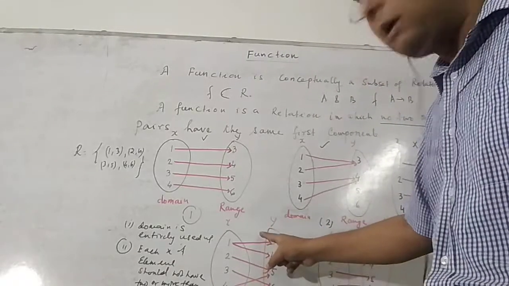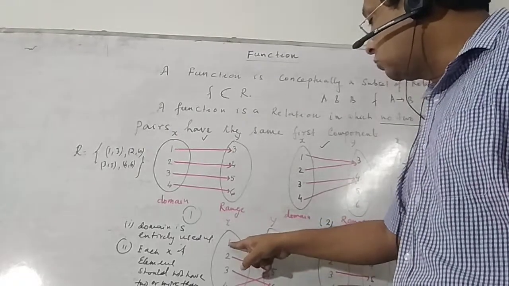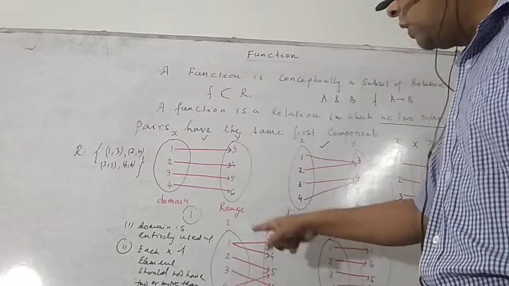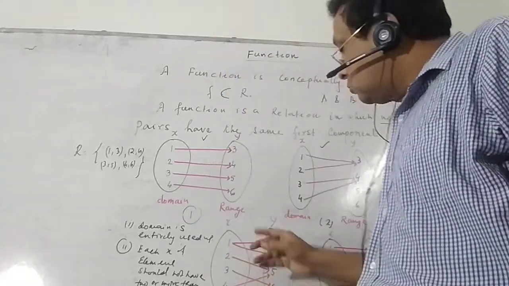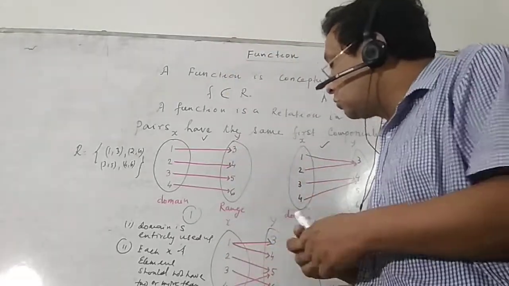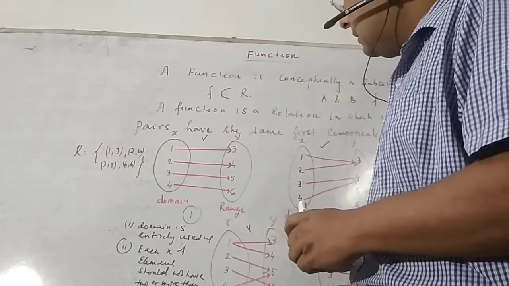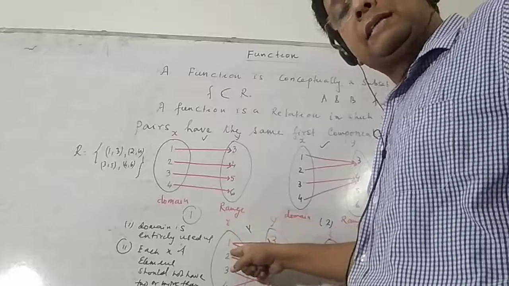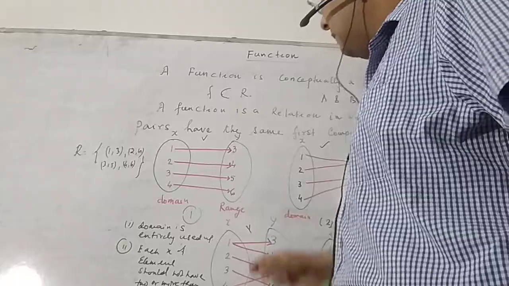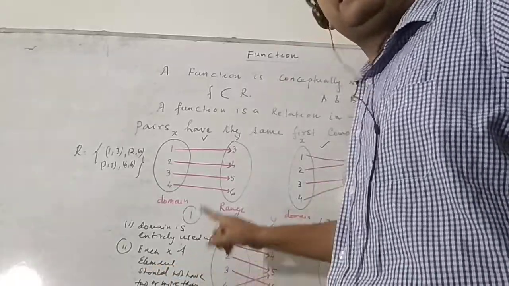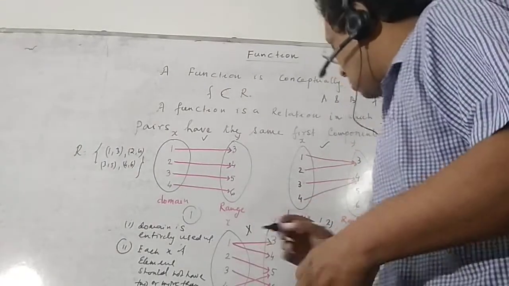In this fourth mapping, you see that this 1 has a corresponding image 3 and 1 also has a corresponding image 4. So a single X, 1, has many images. So many images are not possible. So this is also not a function. Since one X has 2 or more than 2 images, we can't say that the relation is a function. Therefore, it is not a function. So it is a cross. It's a relation but not a function.